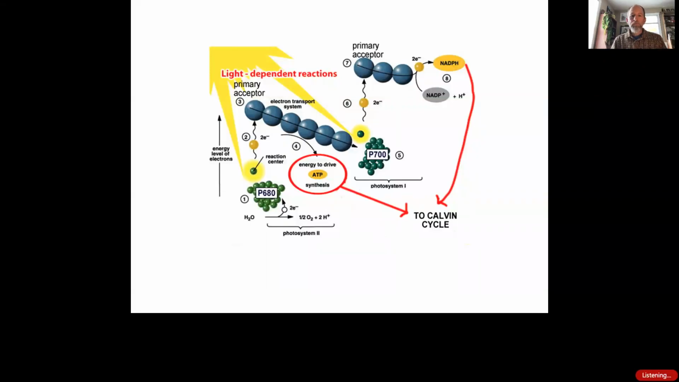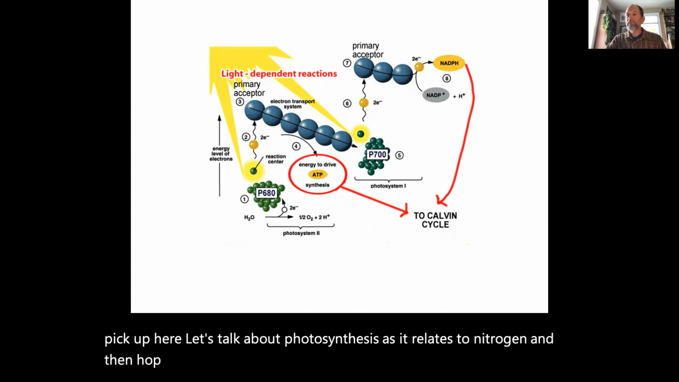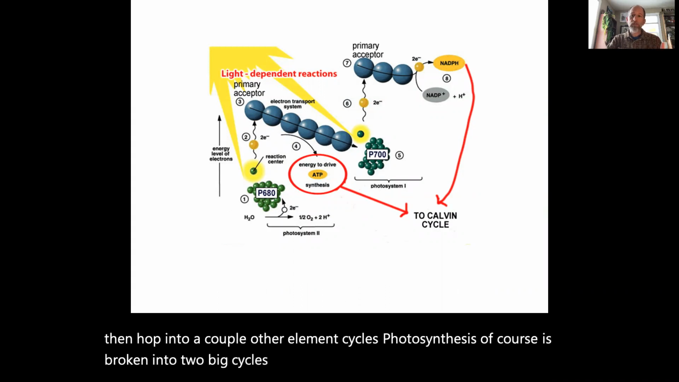Right. So we blazed through talking about photosynthesis and carbon capture. So let's pick up here. Let's talk about photosynthesis as it relates to nitrogen, and then hop into a couple other element cycles. Photosynthesis, of course, is broken into two big cycles. So photosynthesis is not just a process of just capturing CO2.